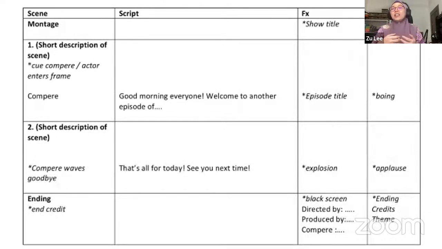And at the end, you want the compare to explode or something. So you add a visual effect, an explosion or smoke or something. And then at the end, maybe a black screen, and then the credit rolls. This is where the editor will type, directed by Nazahan, produced by Teacher Lien, and who is the compare, and so on and so forth.